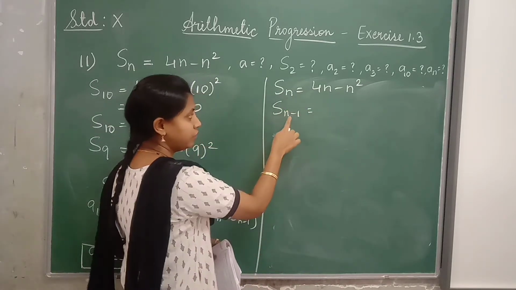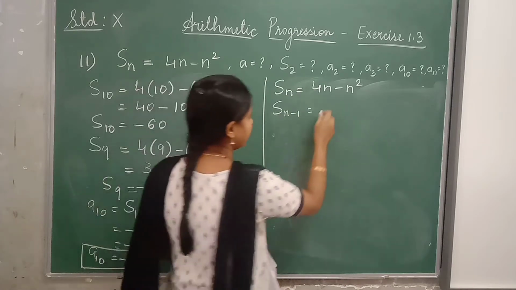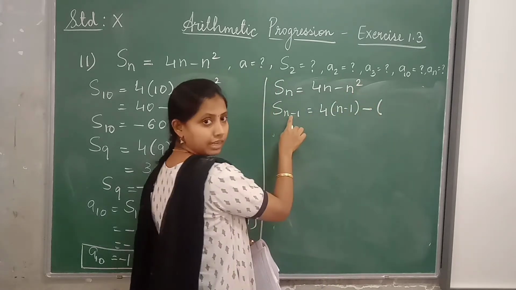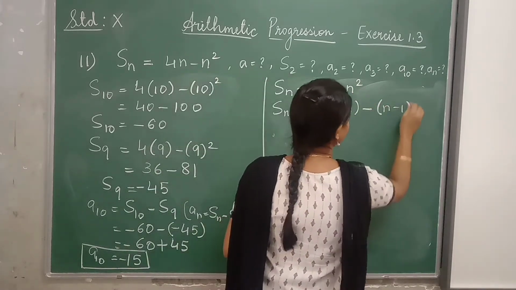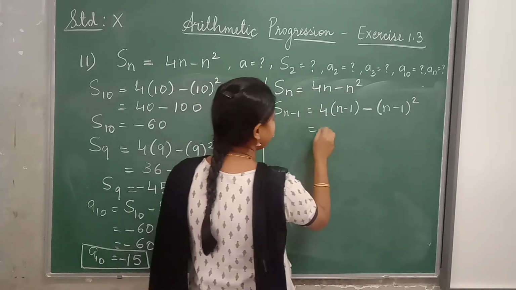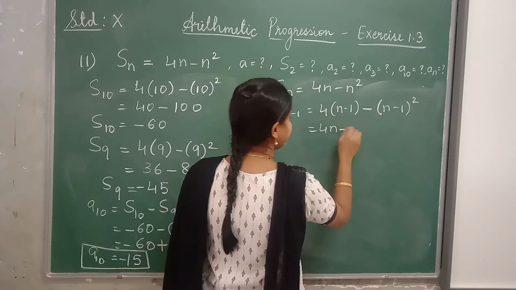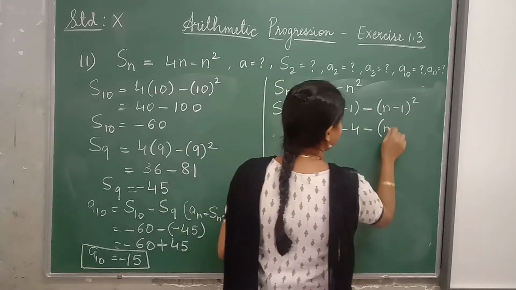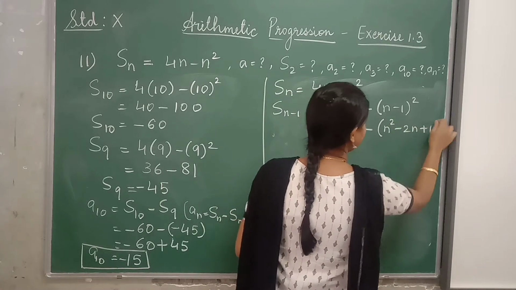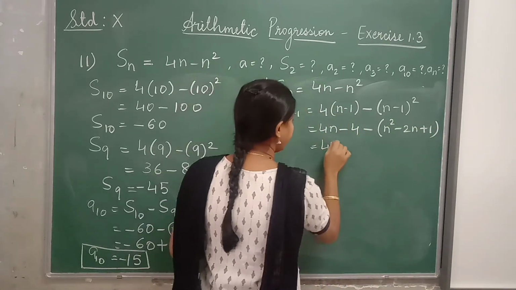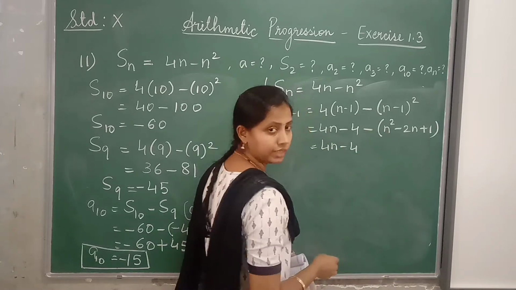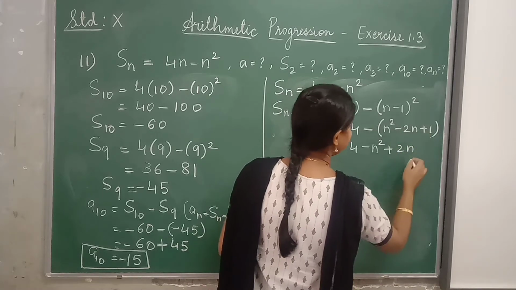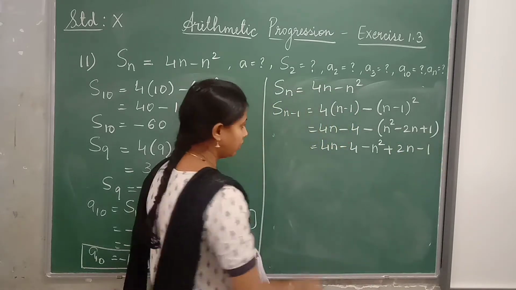Okay, in place of n we have to substitute now n minus 1. So 4 into n minus 1 minus n square, where n is now n minus 1 whole raised to square. So you get 4 into n, 4n minus 4. This is a minus b whole raised to square, you have to apply here. So you will get n square minus 2n plus 1. Okay. So now 4n minus 4 minus n square minus into minus plus 2n minus into plus minus 1. Okay, simplify this.